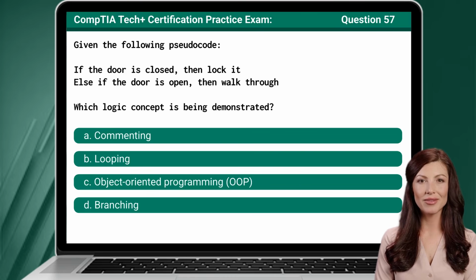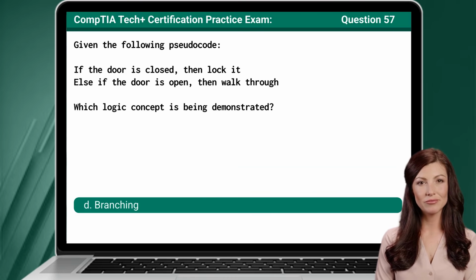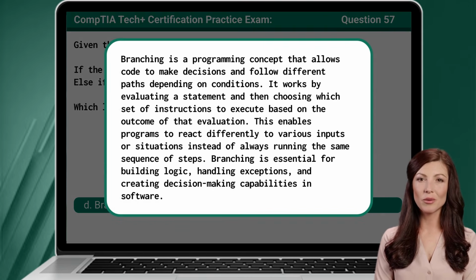The answer is D. Branching. Branching is a programming concept that allows code to make decisions and follow different paths, depending on conditions. It works by evaluating a statement and then choosing which set of instructions to execute based on the outcome of that evaluation. This enables programs to react differently to various inputs or situations instead of always running the same sequence of steps. Branching is essential for building logic, handling exceptions, and creating decision-making capabilities in software.